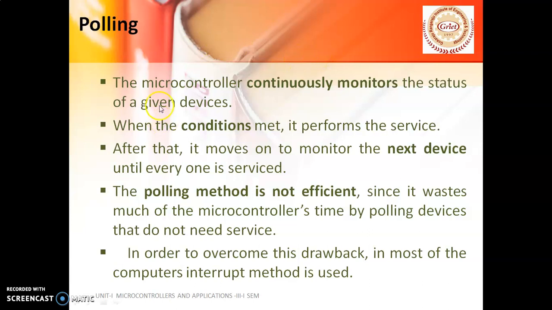So in the polling method, the microcontroller continuously monitors the status of the devices attached to the controller. Whenever the condition is met, like if any device needs microcontroller services, only then does it provide the services to the device. After that, it moves on to monitor the next device until everyone is serviced. Likewise, it is asking n number of devices. So with the polling method, we are wasting the efficient time of the processor or the controller. In order to overcome that drawback, in most computers, the interrupt method is used.